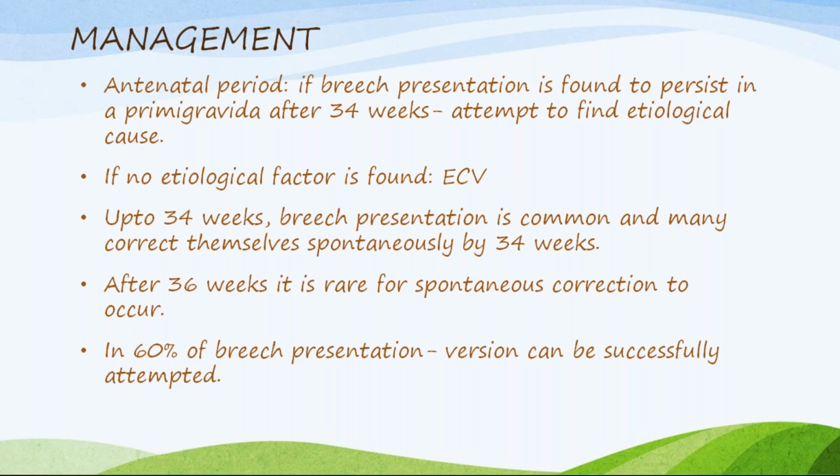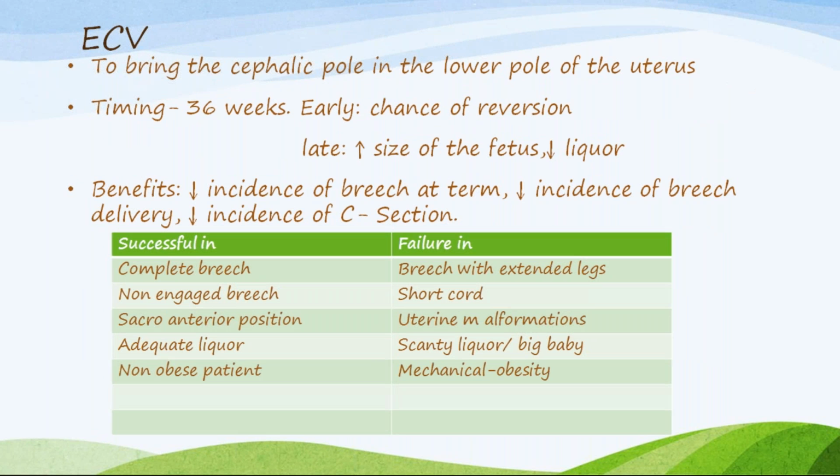We can do successful version in 60 to 70%, but there is a chance of reversion. Reverting back to the breech is also a possible thing. Here the cephalic pole is brought down to the lower pole. So the timing of external cephalic version is around 36 weeks.